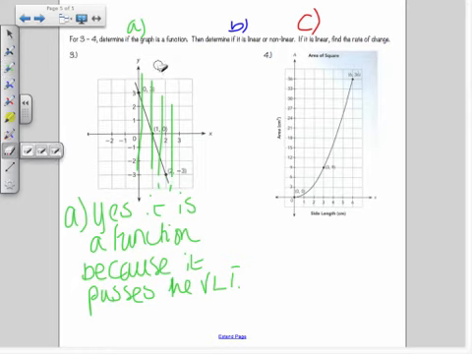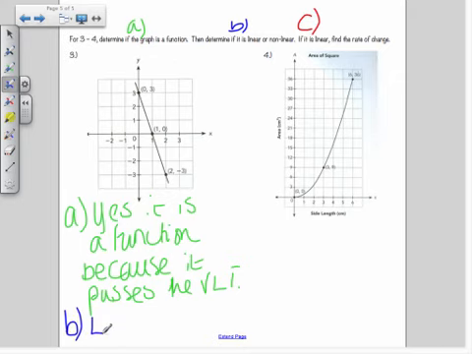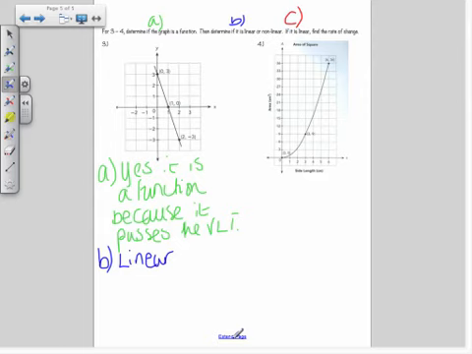Okay, now part B asks us to figure out, is this linear or is this nonlinear? Now I can figure out if it's linear or nonlinear when it's a graph just by looking at it, because remember, linear means it's a line. So in number 3, it is a straight line, which means that it is linear. Okay, so part B, the answer to that question is that it is linear. Okay, and then lastly, I need to find the rate of change if it is linear.